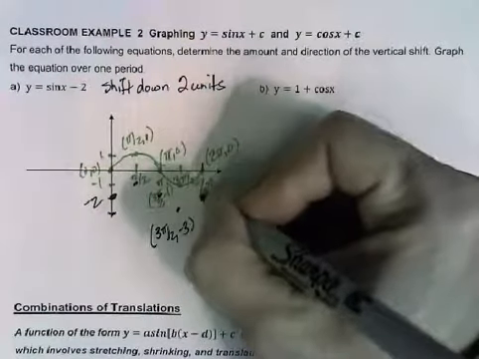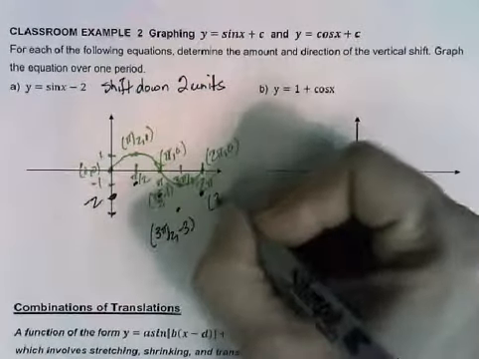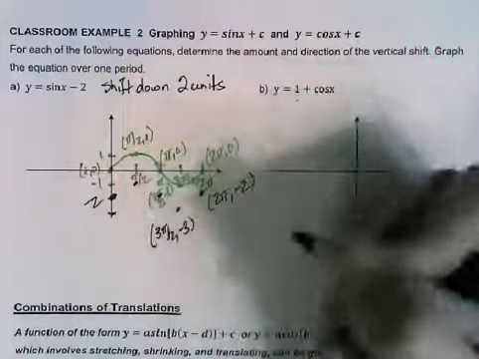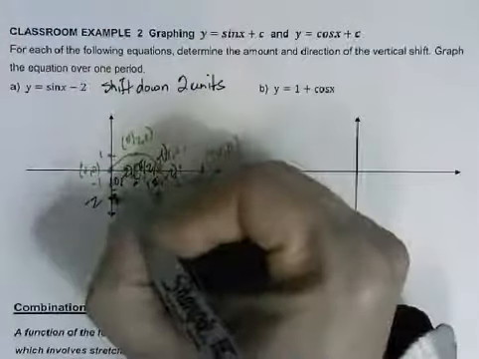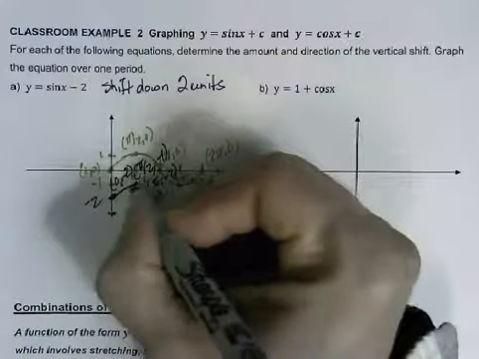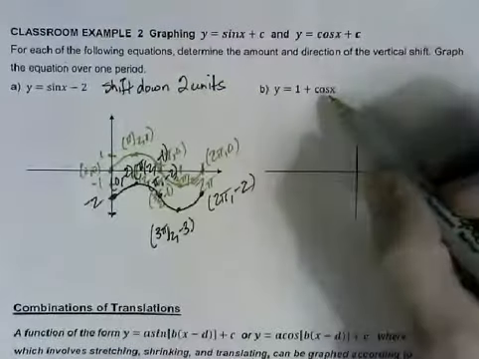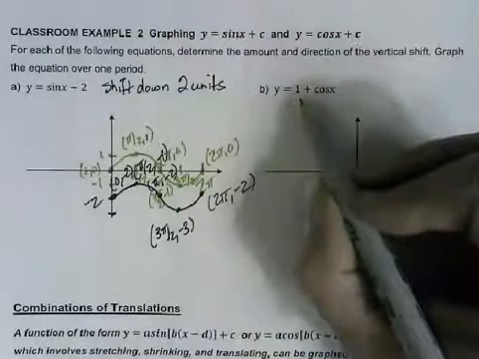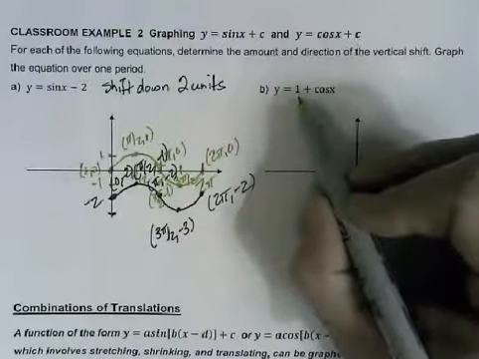And this point is going to move down 2 units so that my y value is -2. And now I can just draw my graph through those 5 points. Let's do the same thing with this one. This time I've got this 1 out in front.